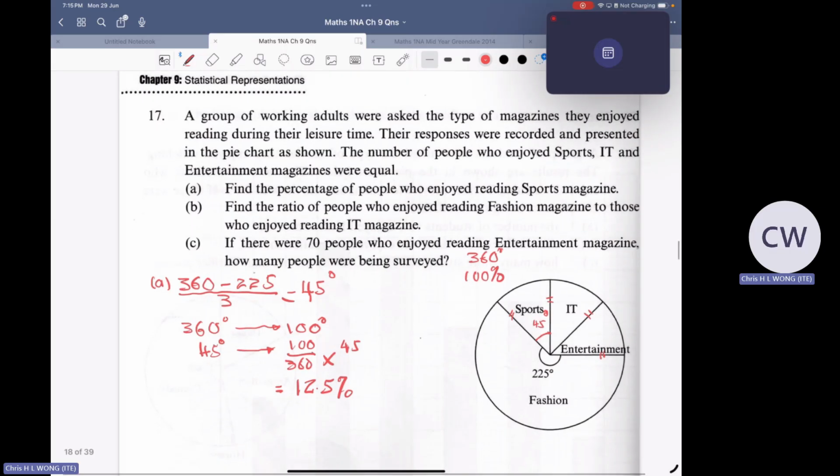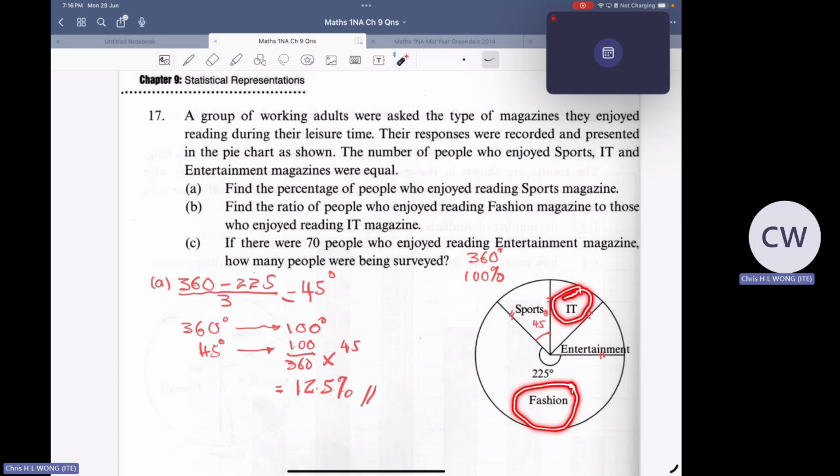Find the percentage who enjoy reading sports magazine. Done. Yeah. A. B. Find the ratio of people who enjoy reading fashion. Sometimes they ask you to find degree, sometimes percentage, sometimes ratio. Everything is mixed together. All the questions are like that. They're asking you to compare those who enjoy reading fashion to those who enjoy reading IT.